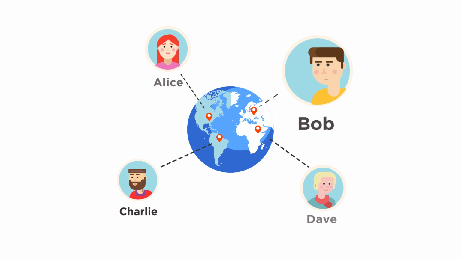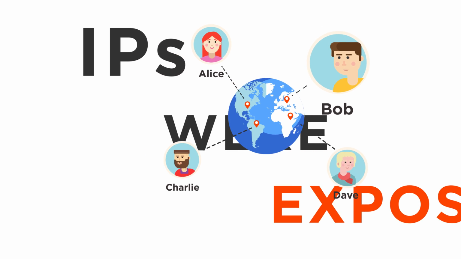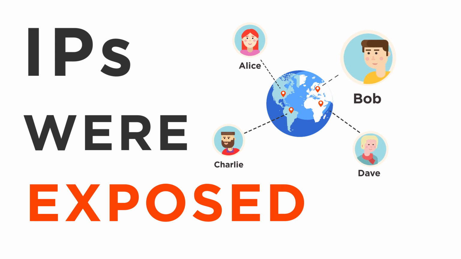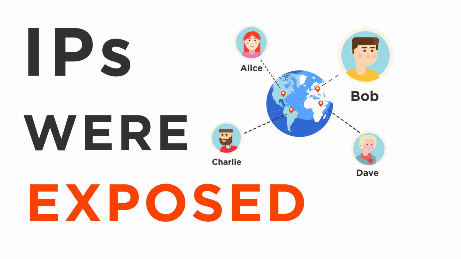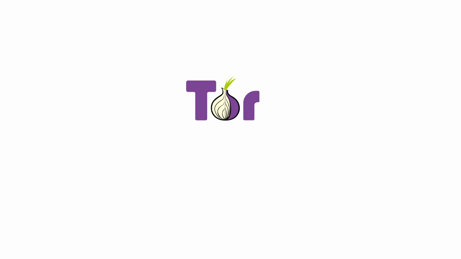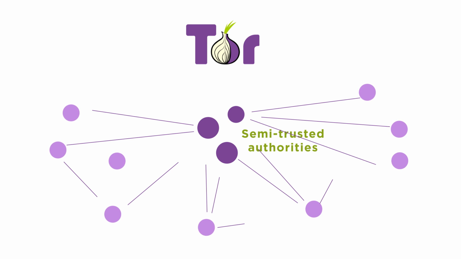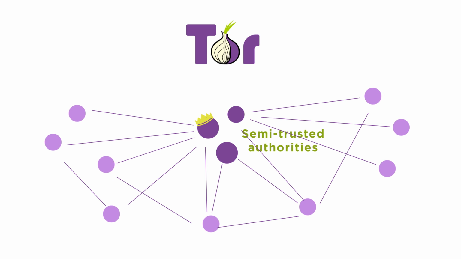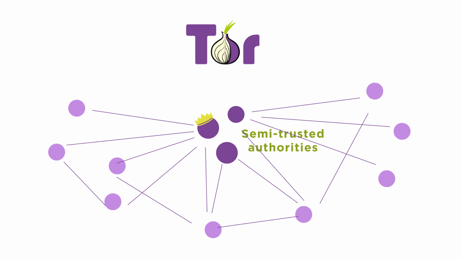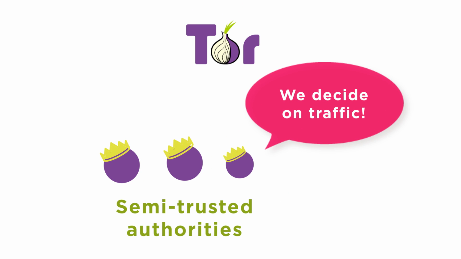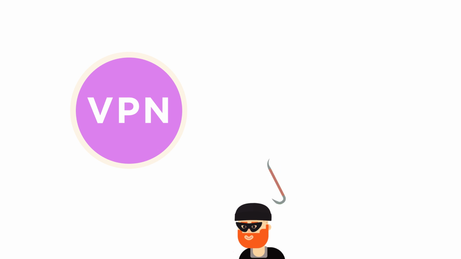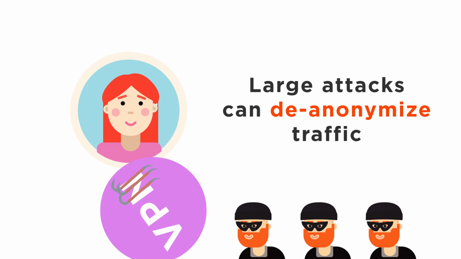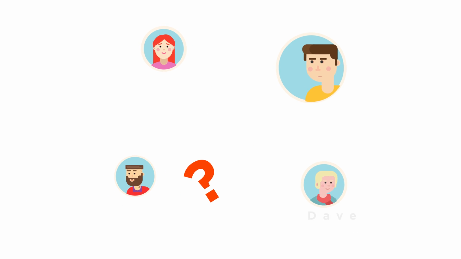Alice, Bob, Charlie, and Dave all have at least one thing in common. Their IP addresses were exposed. Users could try to hide IP addresses with Tor or a VPN. However, both of these strategies have serious weaknesses. The Tor network has semi-trusted directory authorities, which give a handful of Tor node operators overreaching influence into network consensus. Network consensus ultimately determines who is allowed to relay traffic on the Tor network based on the views of the authorities. Furthermore, correlation attacks are easily possible with trusted VPNs, making it easy for large attackers to de-anonymize a user's traffic. So what can Alice, Bob, Charlie, and Dave do to mitigate these threats?